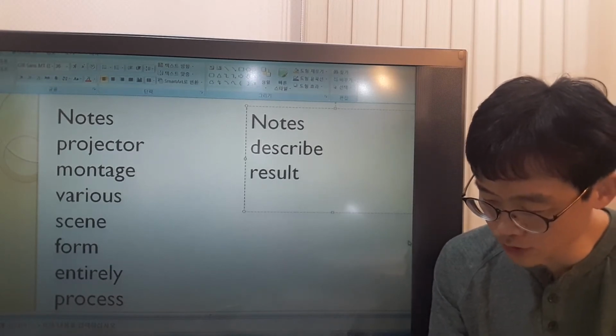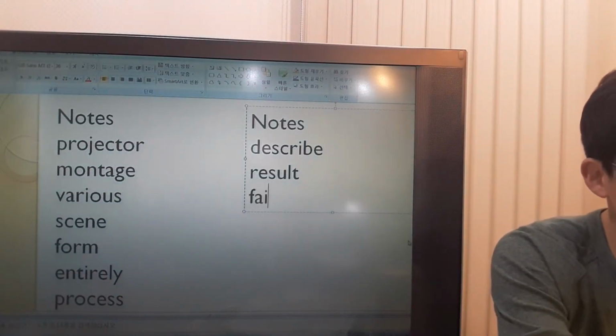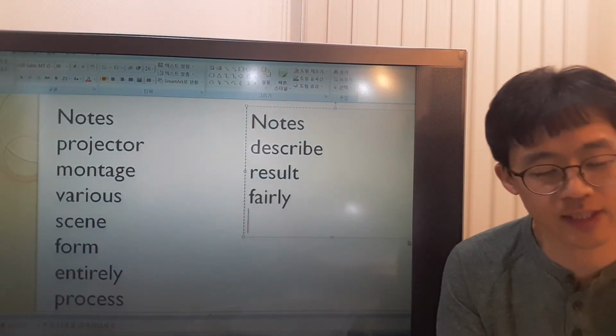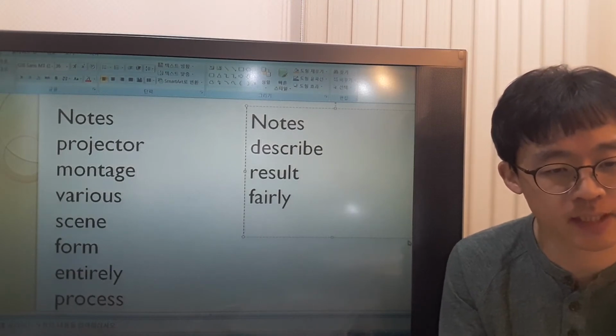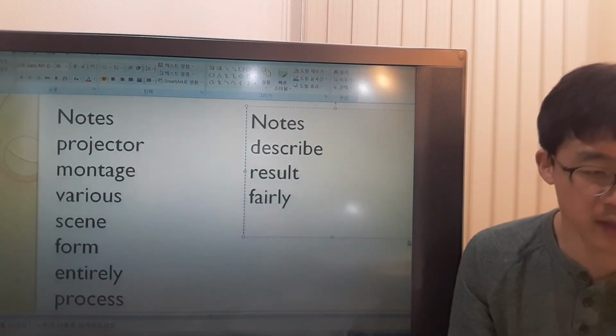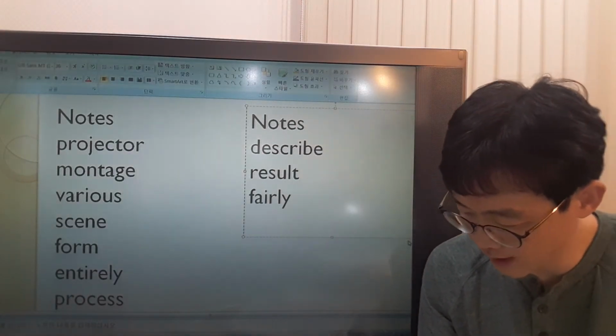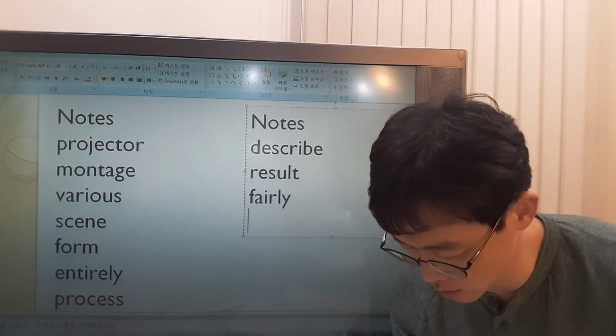Okay, montage is a fairly old technique. Fairly old. What does fairly mean? Fairly means to quite a large degree. Okay, so fairly old means old but not very old. Okay, fairly old, a little old.